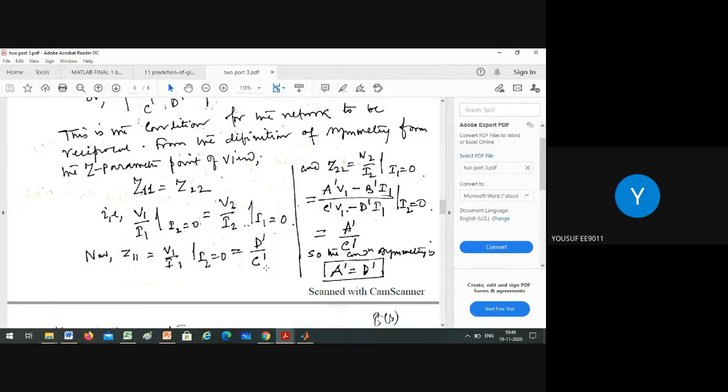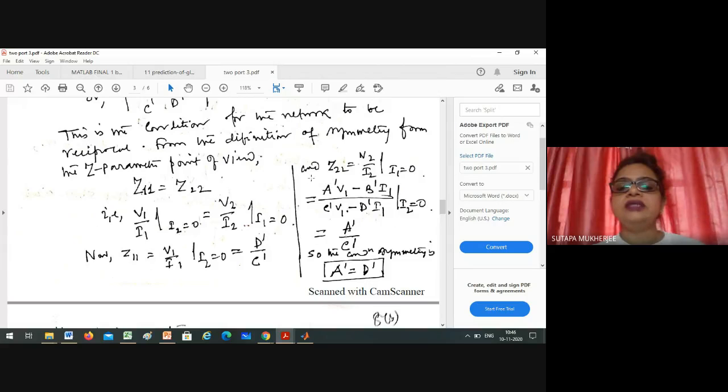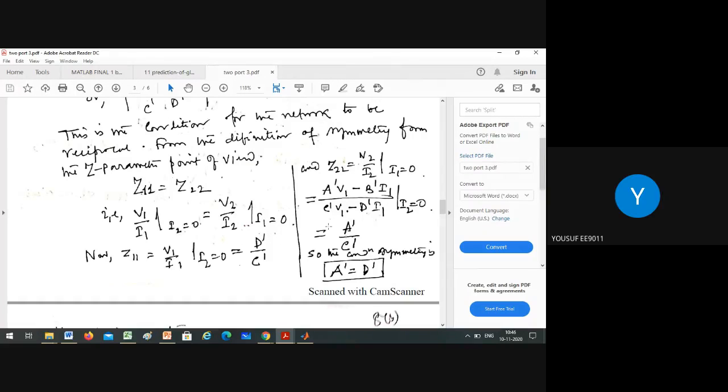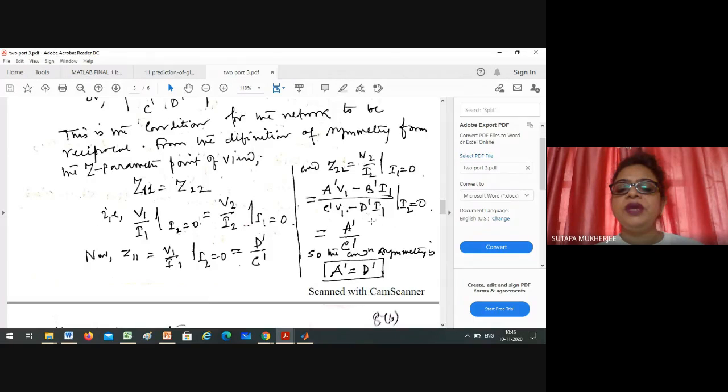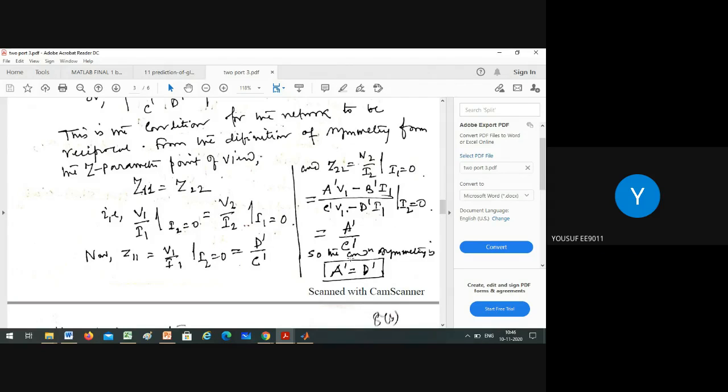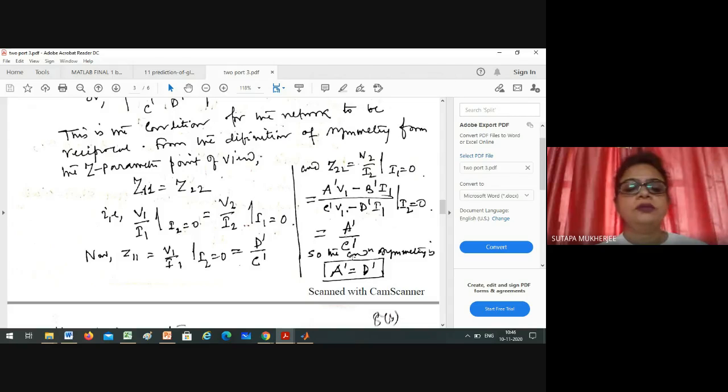Now, if you want to make a symmetry, then Z11 will be equal to Z22. That is, this will be equal to this. So D prime by C prime and A prime by C prime, with C prime common. Definitely A prime will be D prime. Now it is clear. Yes, ma'am, now I understood.